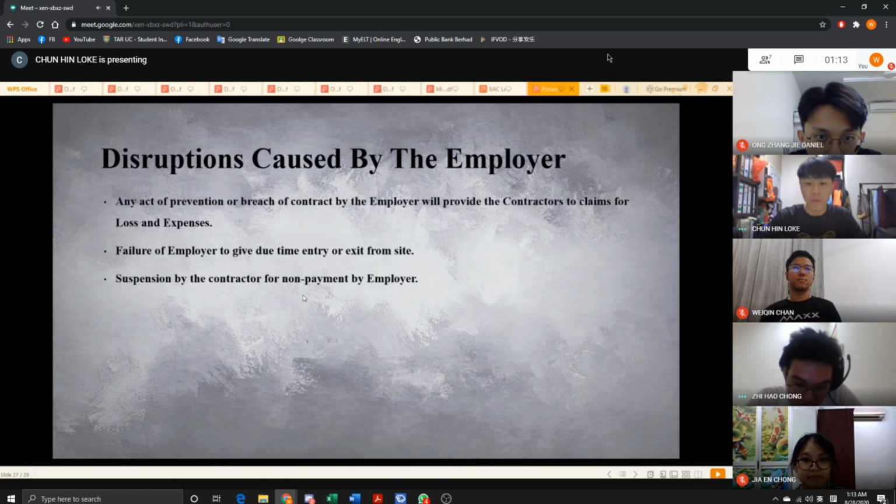The second issue is disruption caused by the employer. Any act of prevention or breach of contract by the employer will entitle the contractor to claim for loss and expense. These include failure of the employer to give due time, entry or exit from the site, and suspension by the contractor for non-payment by the employer.